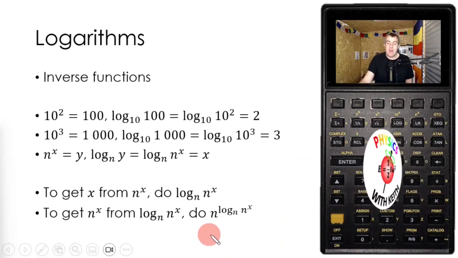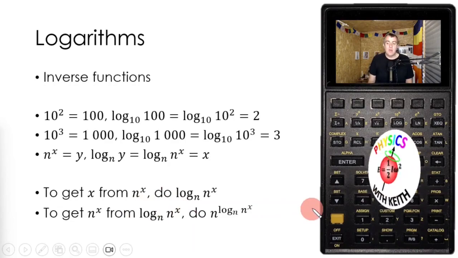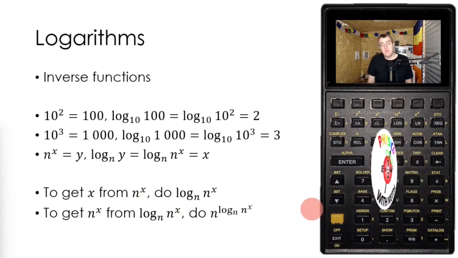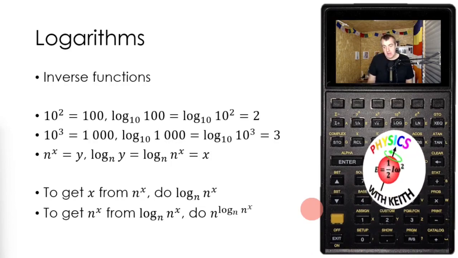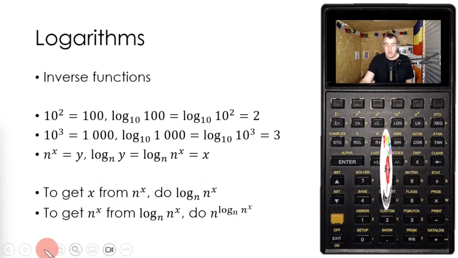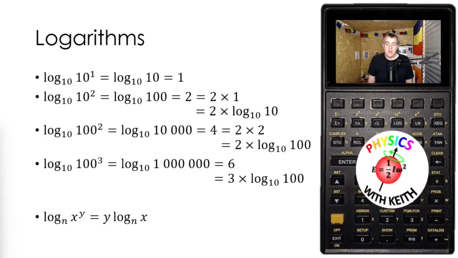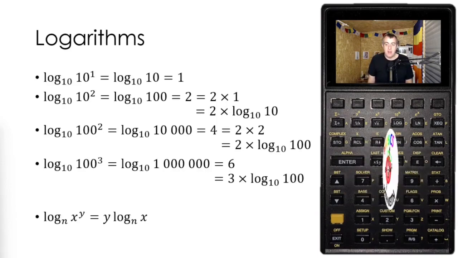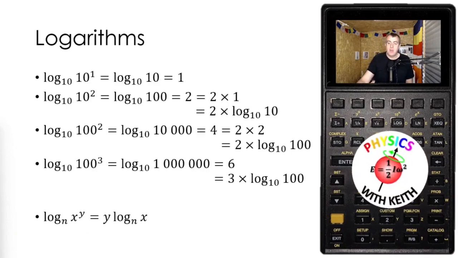So if we want to get n to the x from a logarithm, this is where it gets weird, we do n to the power of that logarithm, all of that. So raising something to a power is an inverse function to the logarithm of the same base. Bit of a mouthful, bit complicated. Let's have a look at a few examples here. Don't know if this helps you at all. Maybe it does, maybe it doesn't.